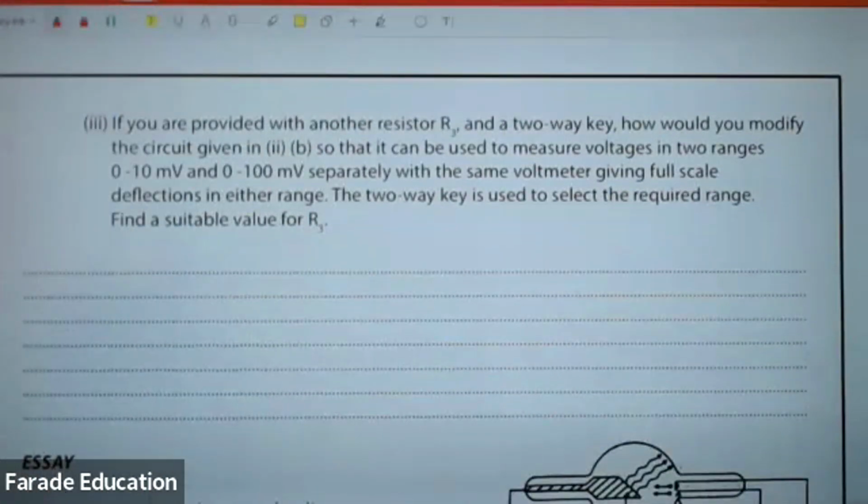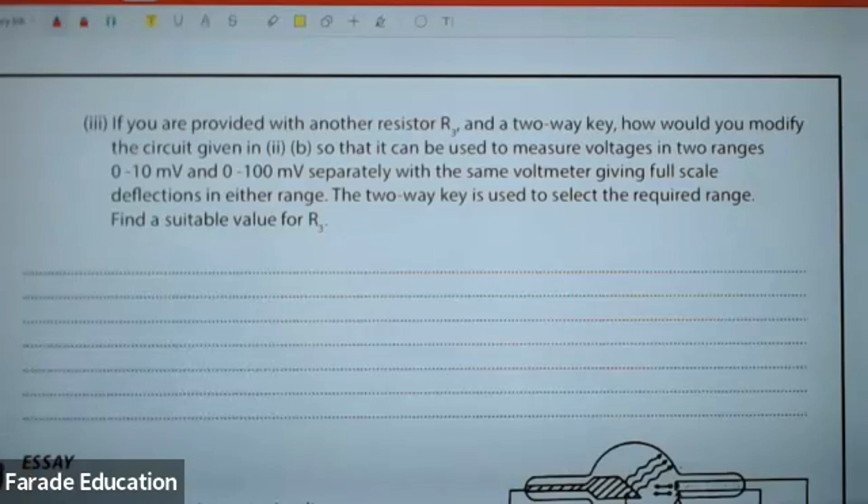If you are provided with another resistor R3 and a two-way key, how would you modify the given circuit in B so it can be used to measure voltage in two ranges, 0 to 10 millivolt and 0 to 100 millivolt separately, with the same voltmeter giving full-scale deflection in either range? The two-way key is used to select the required range. Find a suitable value for R3.